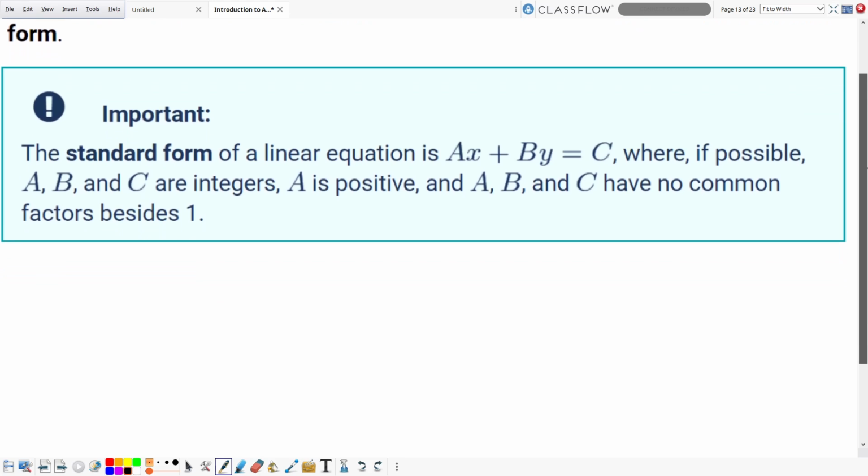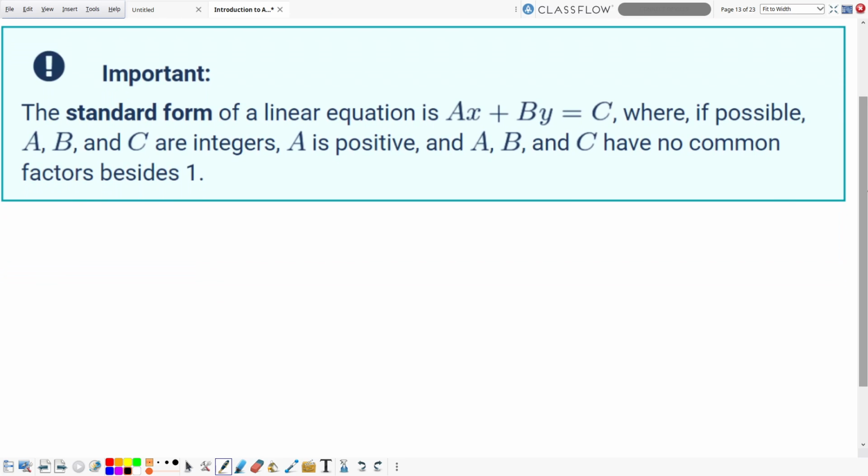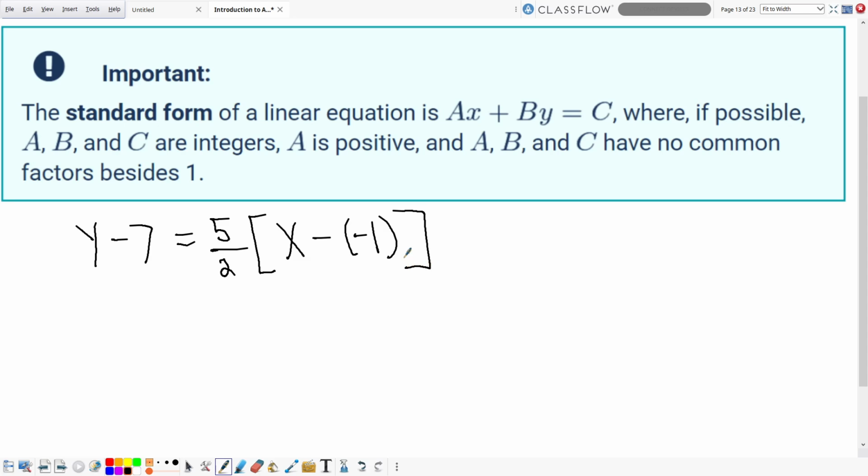All right. So again, let's convert that original answer we had. What was it? It was y minus 7 equals 5 halves times x minus negative 1. Just like that. That's our point slope form. Now I want to convert it to standard form to see what that looks like. Well, let's just simplify a little bit. This x minus negative 1 is killing me.